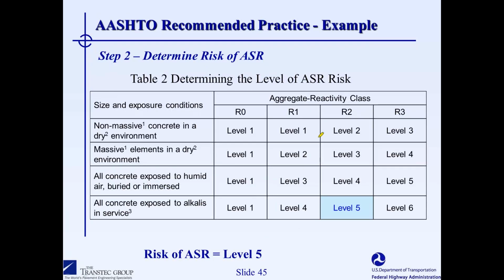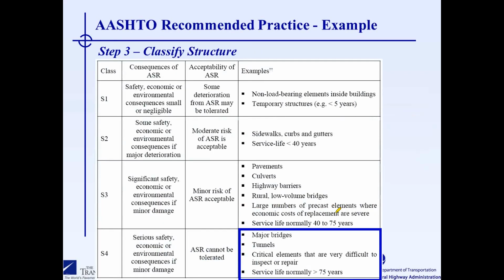So we'll go to Table 2. We know it's R2, we just determined that, so we look down here. Because we're in an interstate in North Dakota, it's a bridge deck, so it's going to be exposed to moisture, of course, but it's also likely to be exposed to de-icing salts, which are probably sodium chloride and therefore alkali, so we're going to find ourselves in level 5.